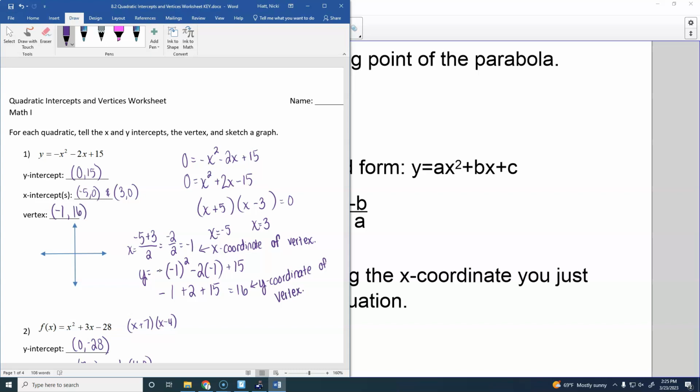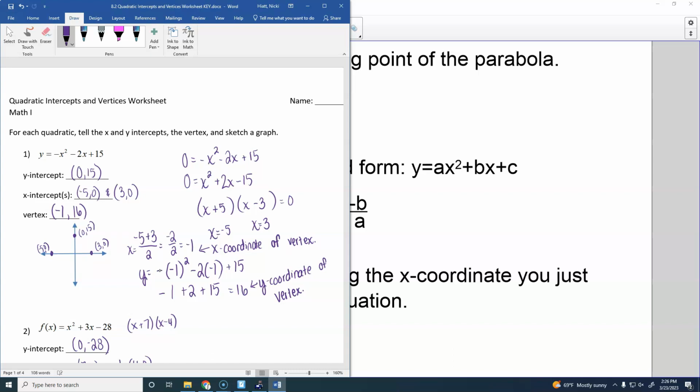So that would be negative 1, 16. And what I want you guys to do for these problems is sketch me a little tiny graph of what this looks like, and label the points. So my x-intercepts are going to be at negative 5 and positive 3. You don't have to put tick marks there to label, but I do want you to label it like this. This would be 3, 0. This would be negative 5, 0.